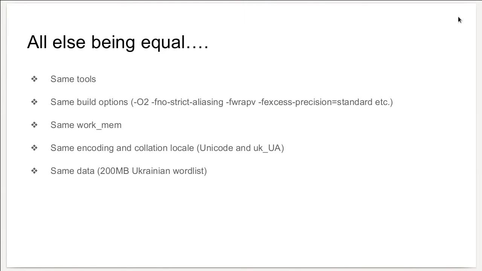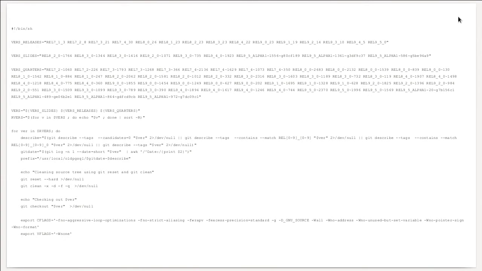I wanted to use modern tools, not install old Debian packages and run that, because I wanted to see how the performance of our code had changed over time, not how the effectiveness of GCC had changed. So I chose -O2, but I had to add some options from modern compilers, like -fwrapv, that weren't in the old ones. I set some of the parameters to be the same, and I used Ukrainian because I was sorting. I wanted to test the sorting code. And I ended up with a script that looks something like this.